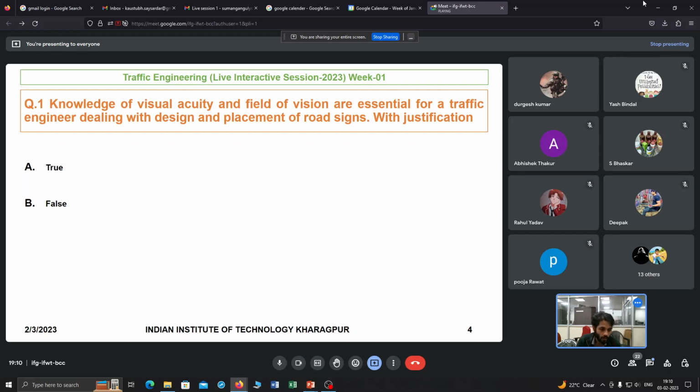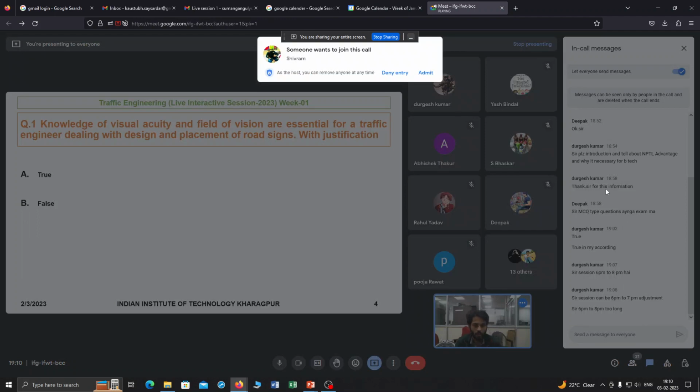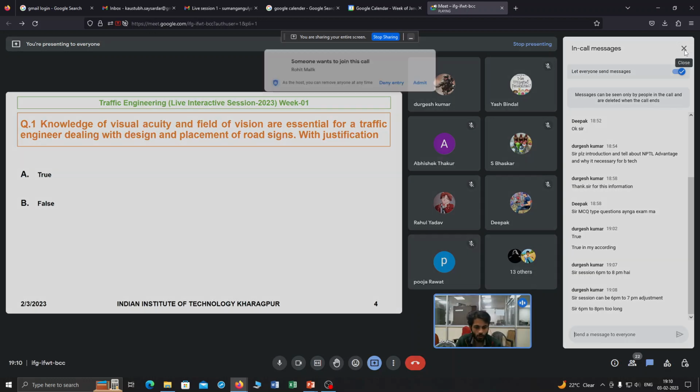Okay, before that, there are some queries that 6 to 8 p.m. is too long. It may be too long for you, but it is mandatory for us to do this session for 2 hours, not 1 hour. So I cannot just leave and say okay, this is done, because this will be monitored by NPTEL again. So it will be 2 hours long every week.